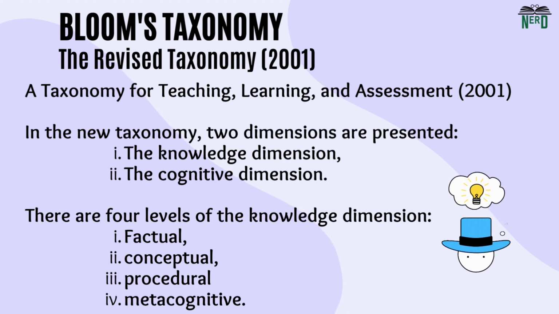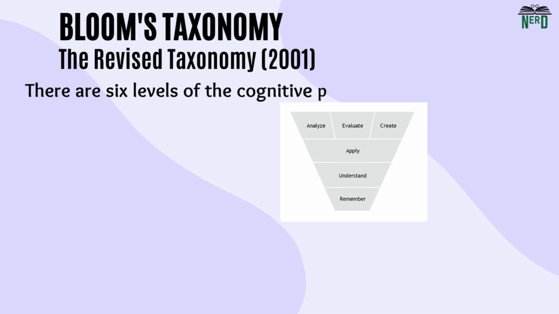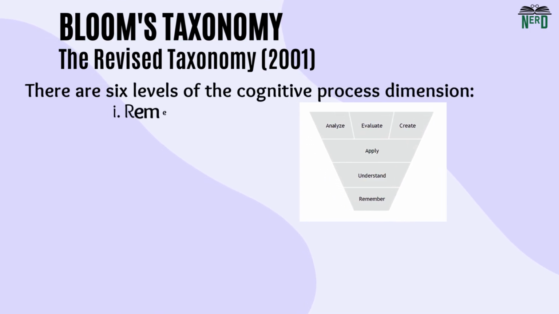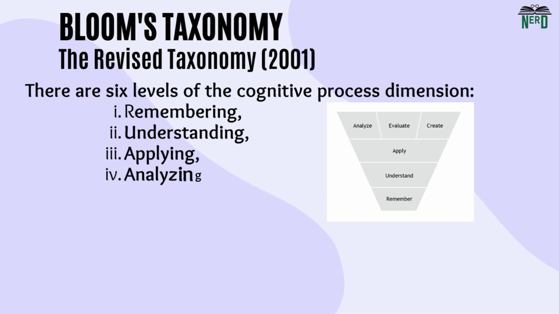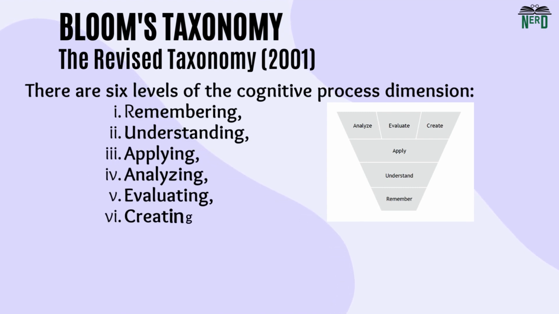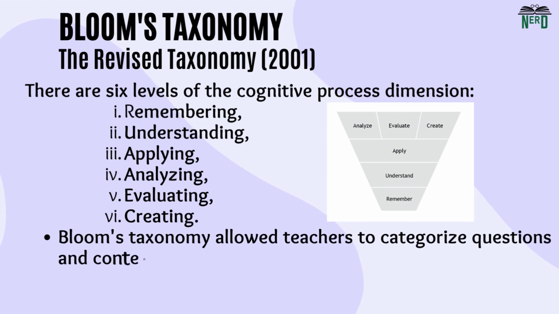There are 4 levels of the knowledge dimension. They are factual, conceptual, procedural, and metacognitive. There are 6 levels of the cognitive process dimension. They are remembering, understanding, applying, analyzing, evaluating, creating.